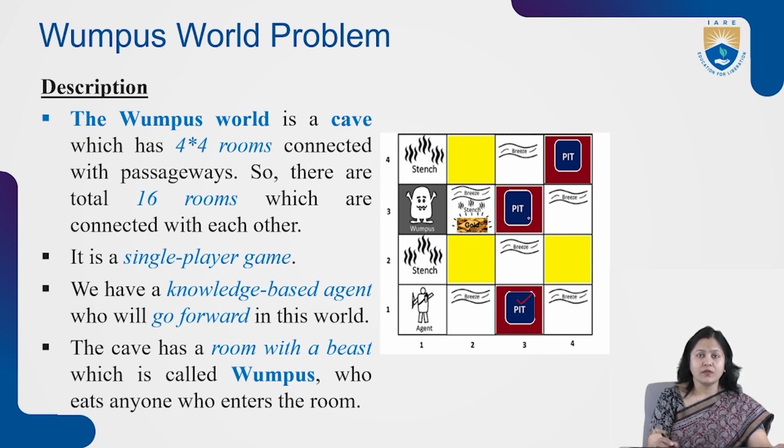Anybody who wanders into the pit will die. And one room contains the gold, and the agent has to explore this cave in such a way that he has to grab the gold and come back from the cave safely, without being eaten by the Wumpus or falling into the pits.